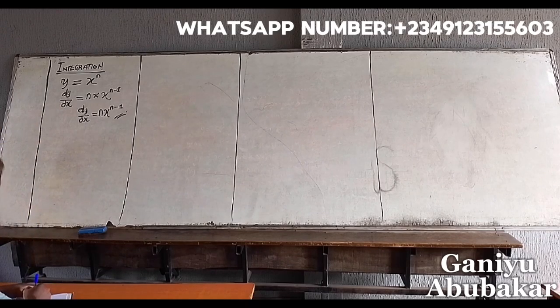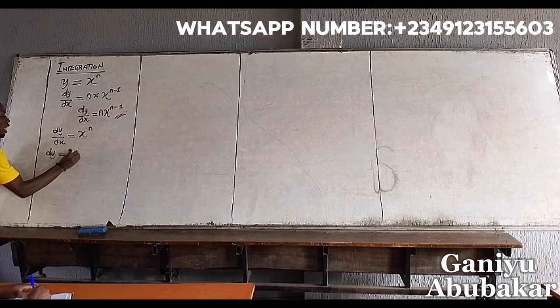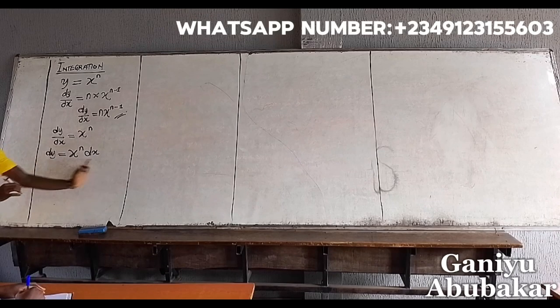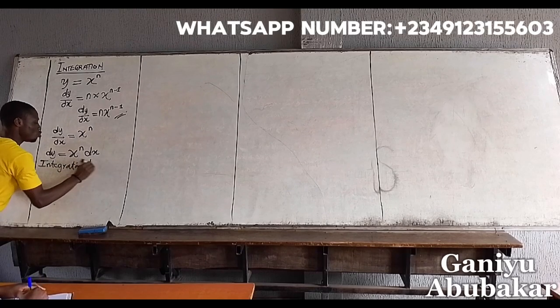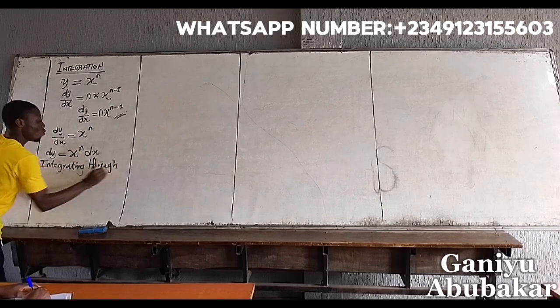Now let's do integration. Let's say that I'm given that dy over dx is equal to x to the power n. This is for integration. Let's say we're given this. What's the first task? I'll take the dx here. So I'll let dy be equal to x to the power n dx. True or false? True. At this point now, I will integrate through. Integrating through, what do I get?